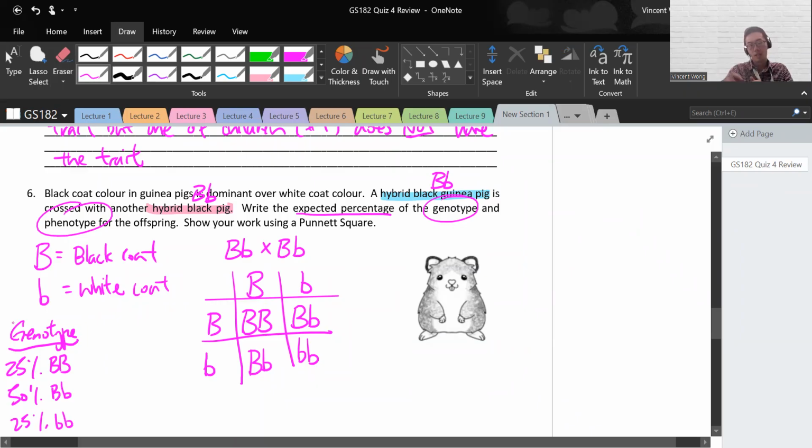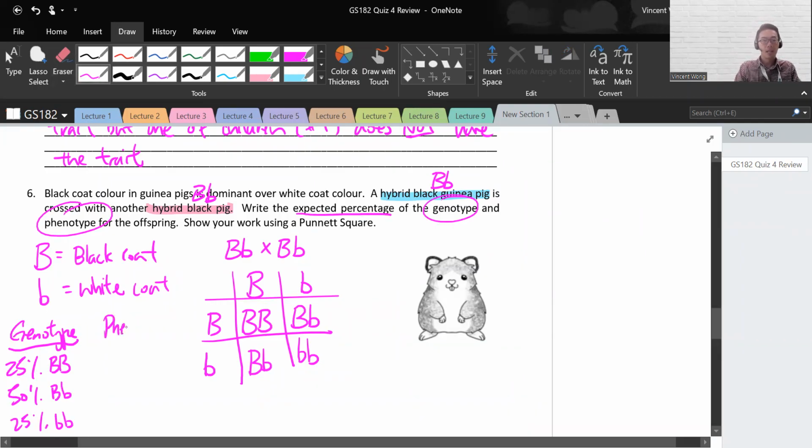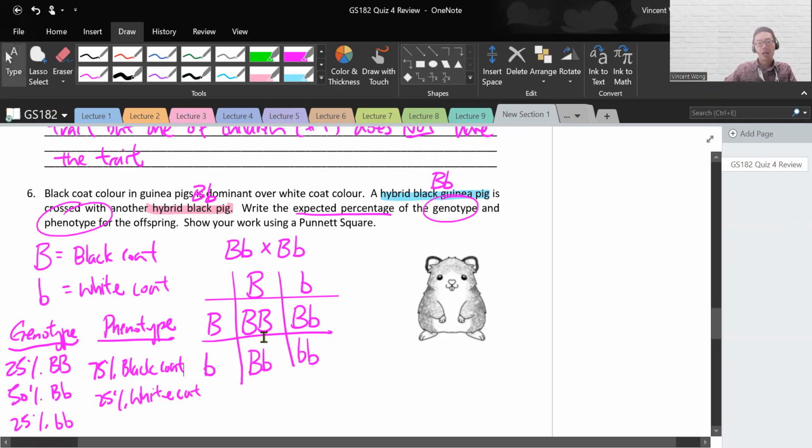Now remember, the genotype is not always same as the phenotype percentage. Okay, so we have to write it out and see. Big B is black coat because capital B is dominant. Big B, small b is also black coat. So 75% will be black coat, and there's 25% chance that it's going to have a white coat. Okay, so that is a monohybrid cross question.